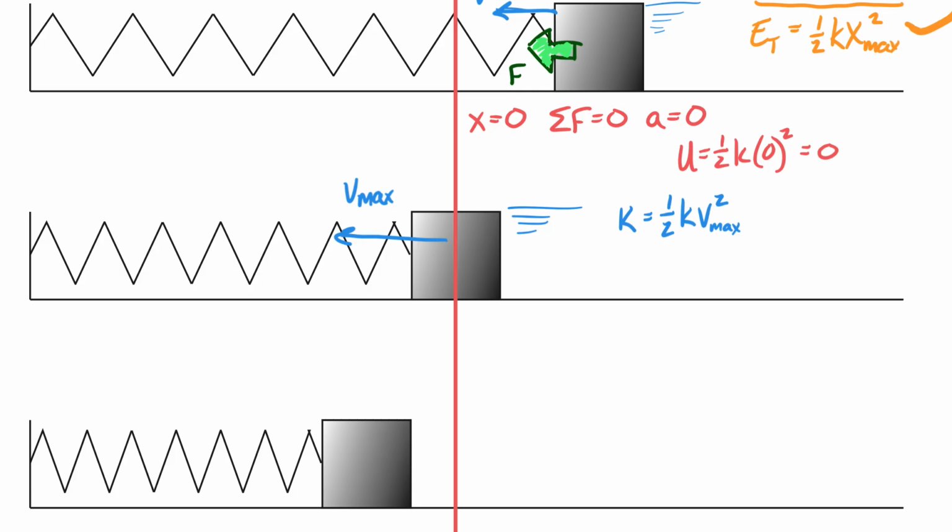All good so far? But the total amount of energy stays the same. So this still equals 1/2... Oh, I'm so sorry. Mr. Shelton screwed up. This isn't k. I was getting ahead of myself. This is kinetic energy. That's 1/2 mv squared.